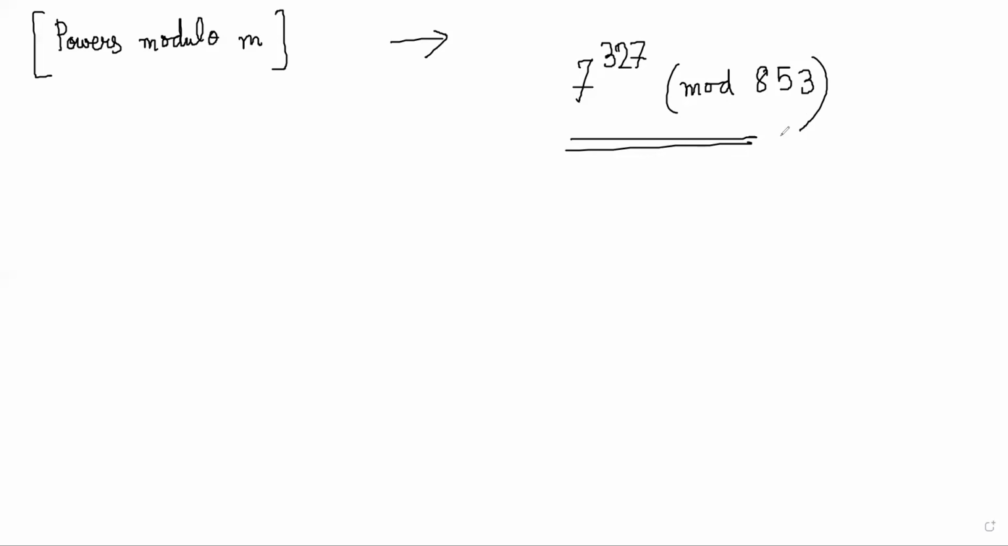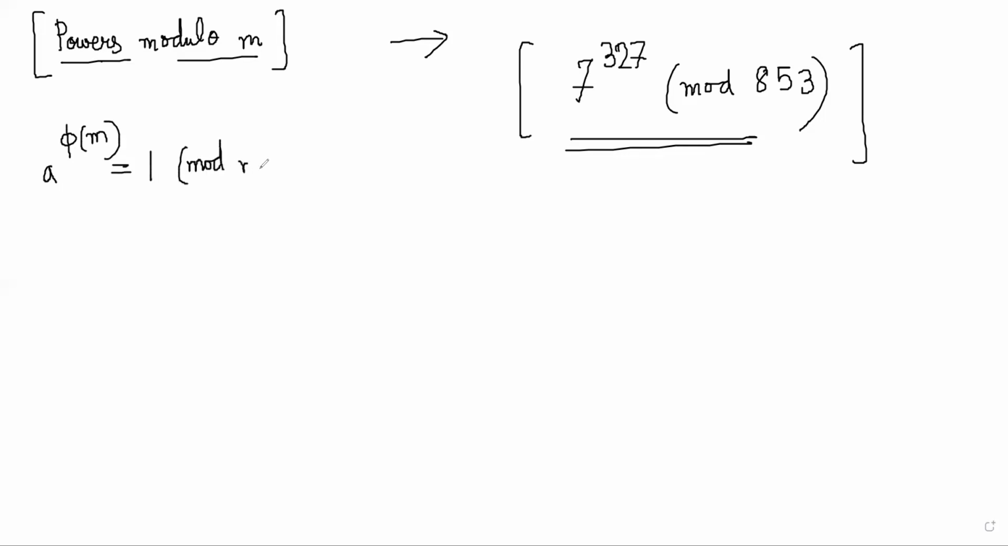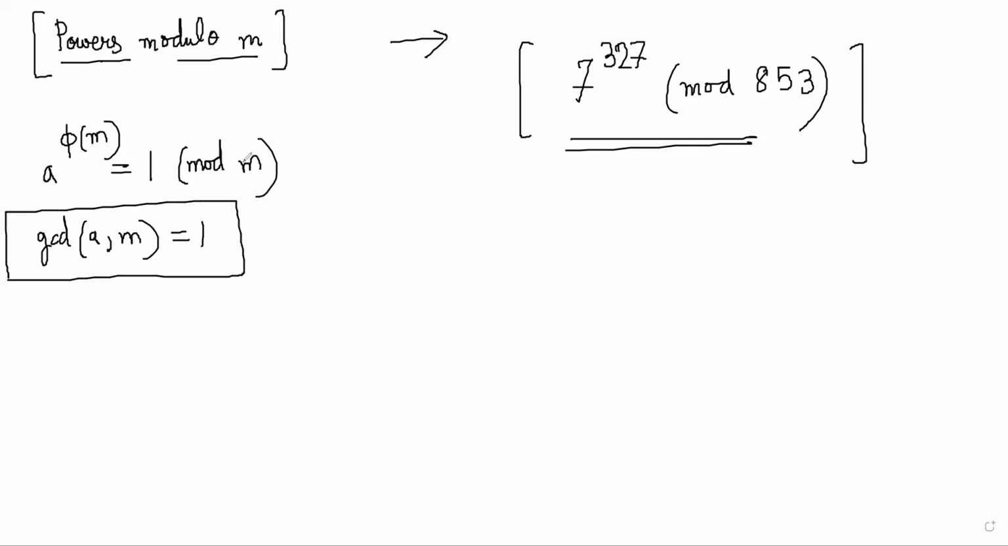Anytime we need any power modulo M, we are trying to find the value. We will look at it through this example. What we are going to use throughout is Euler's theorem. Euler's theorem says A power phi of M is equal to 1 mod M, as long as A and M have GCD 1. As long as GCD of A and M is 1, this theorem is true.